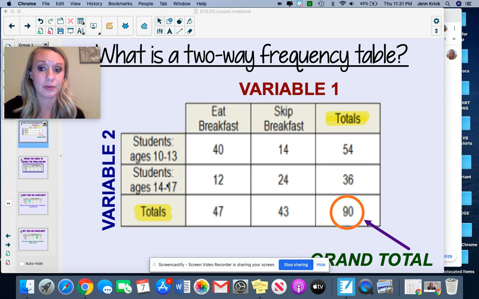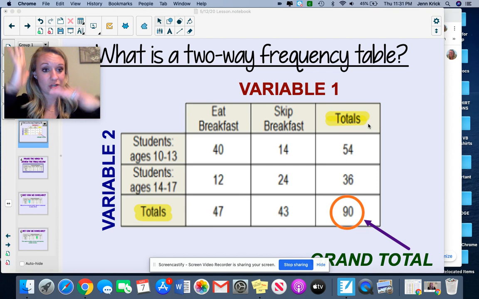Now, within the table, there's actually a lot that you can analyze. So, you can say that there are 12 students between the ages of 14 to 17 who eat breakfast, and there's 24 students between 14 and 17 who skip it. If you come up here, you could tell me there's 40 students between the ages of 10 and 13 who eat breakfast, and there's 14 between the age of 10 and 13 who skip it.